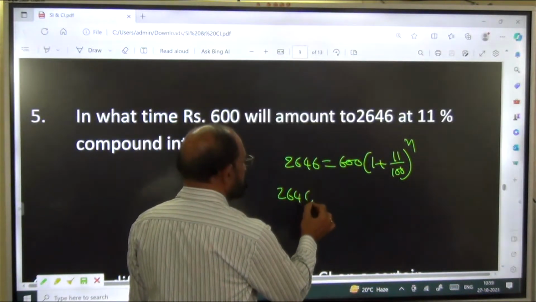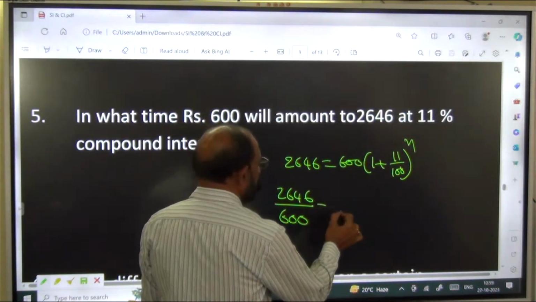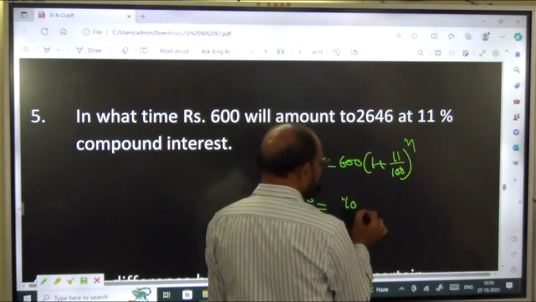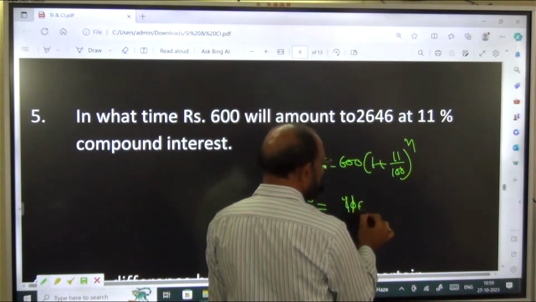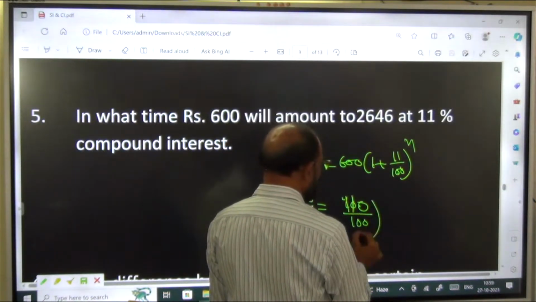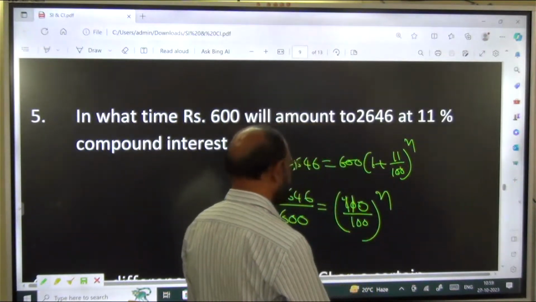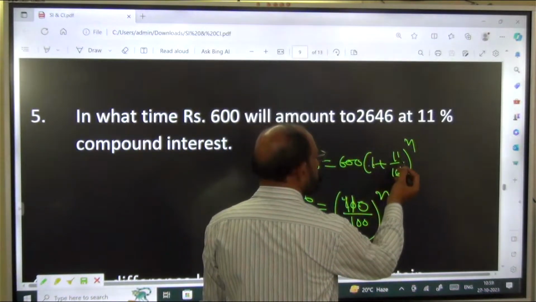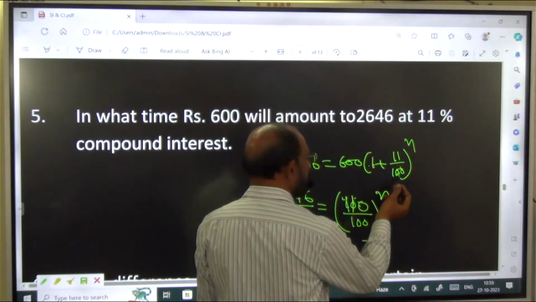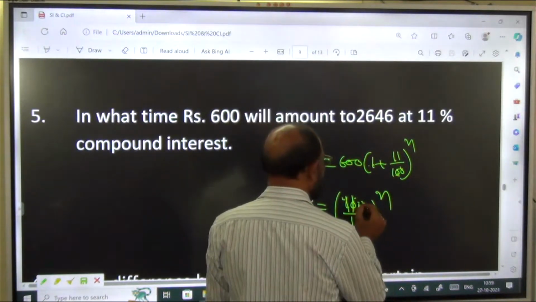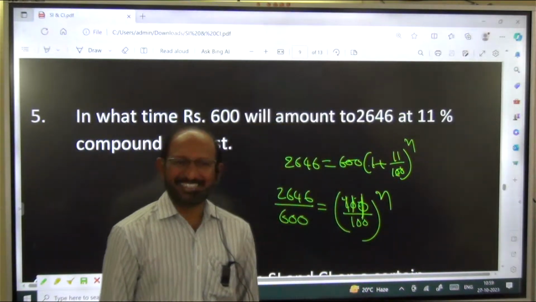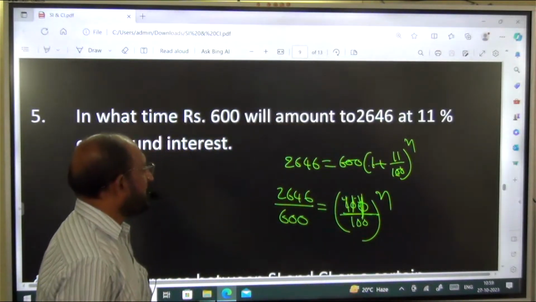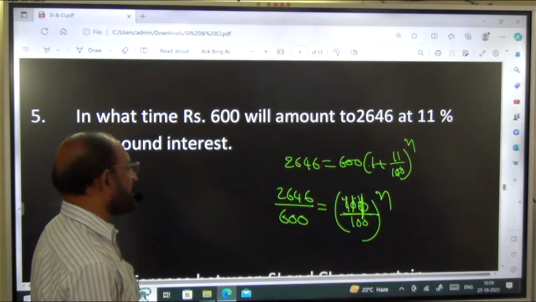2646 by 600. Here what we get: 100 plus 11, 111 by 100 whole power of n. 100 plus 11 is 111, na? 111 by 100. So I think calculating is the difficult part.